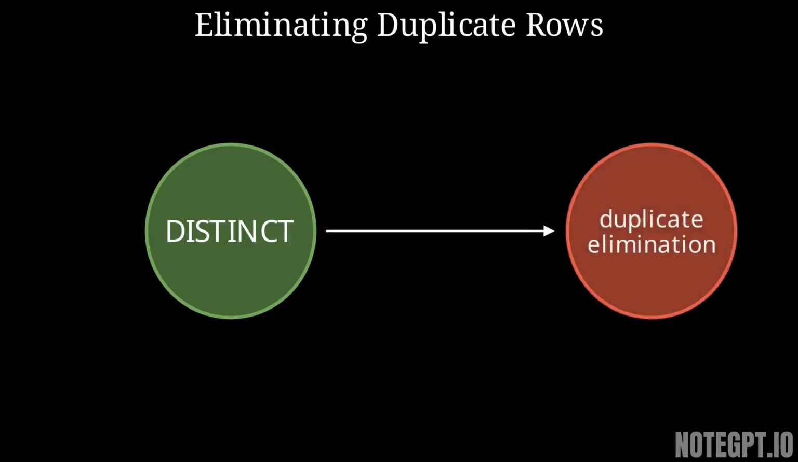Use the distinct keyword in the select clause to eliminate duplicate rows from the result. Distinct can only be used once per query and applies to all columns listed.